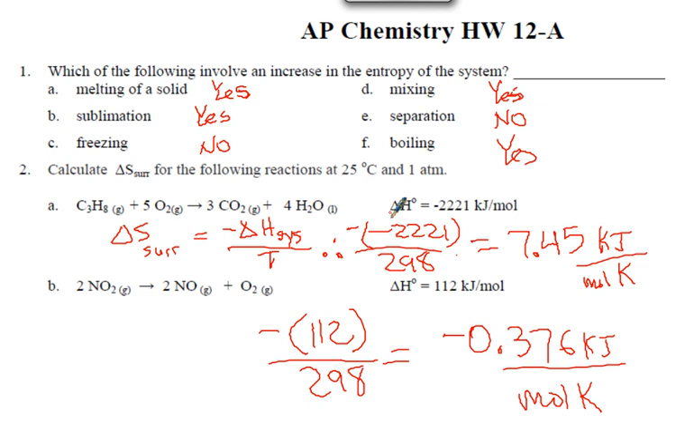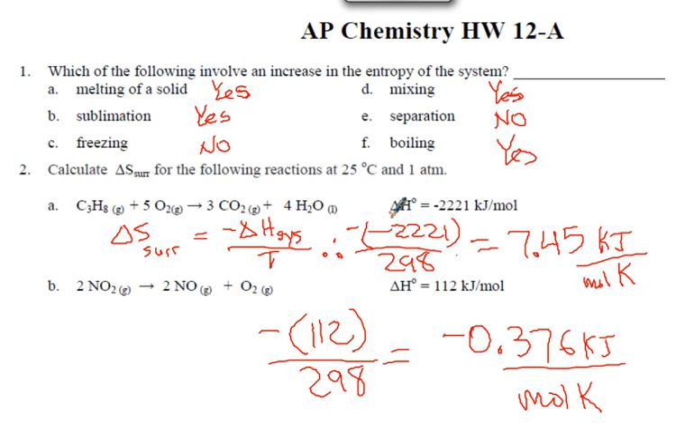Okay, so the first couple questions, you're supposed to predict the entropy change. Is it gaining disorder or losing disorder? The two no's, I think, are pretty obvious. When you are separating something, it's usually more organized afterwards. Or if you're freezing something, you're going from liquid state to solid state, so it's now going to be slightly more organized as there are stronger bonds between the particles. And then the other four that are yeses, yes, they're gaining disorder as they mix, melt, sublime, boil.